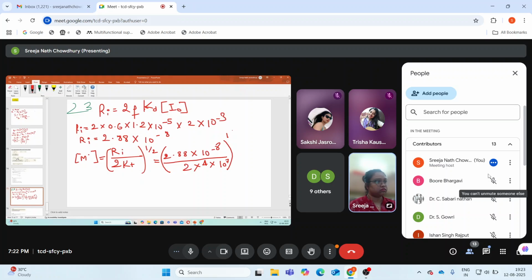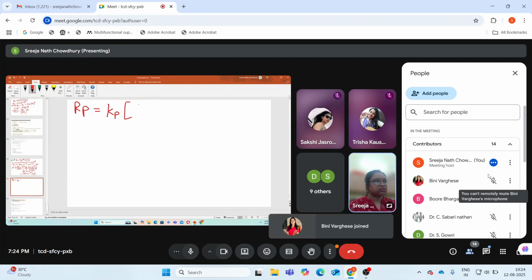So if we have to find out Rp, Rp is equal to Kp m0 m dot. So Rp is equal to 2.85 into 10 to the minus 5 mole per liter per second.